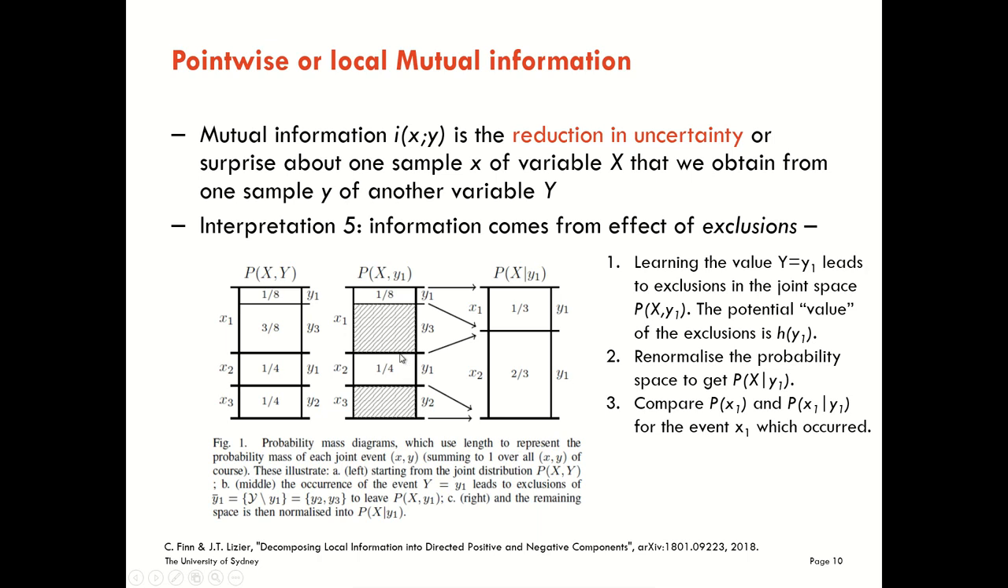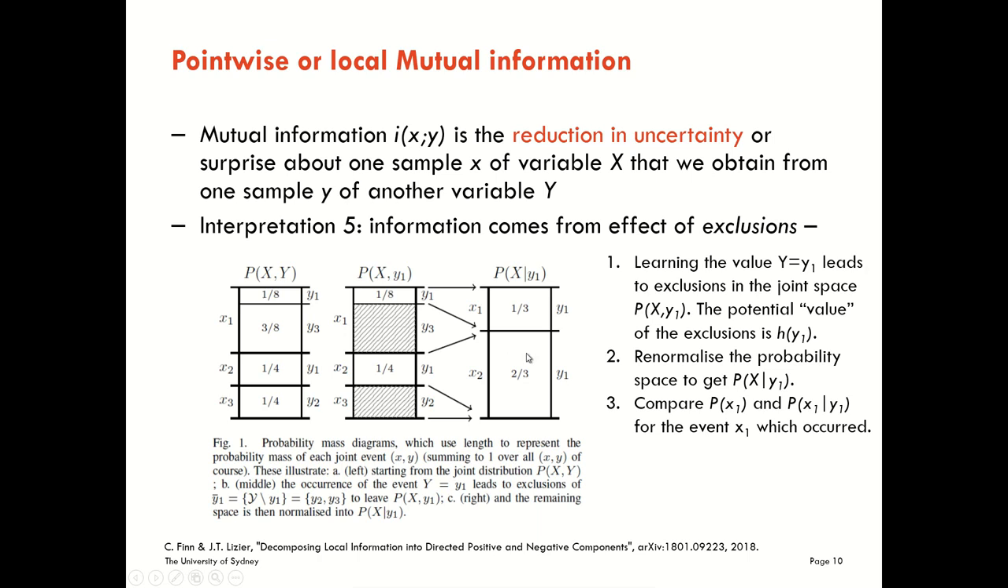Okay, the potential value of those exclusions is the Shannon information content of y1 here. The less probable that y1 is, the more we exclude, and the more valuable those exclusions are for informing us, the more potential value there is in those exclusions for informing us about x. Once we've made those exclusions, we then renormalize the probability space to get p of x given y1, and that's what we've got here. We've renormalized our space for the remaining probability values, and we've got 1/3 and 2/3 there.